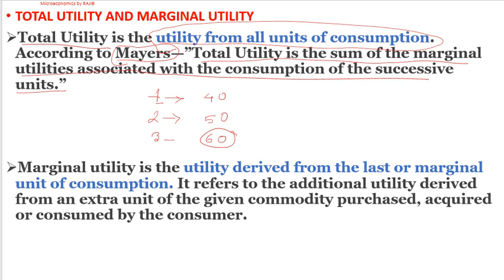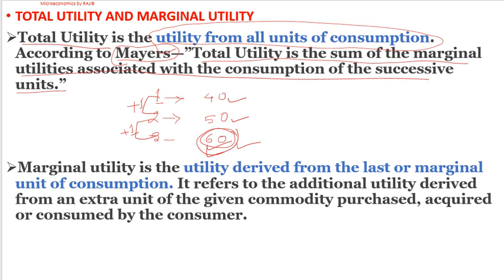Here these are the additional units, I can take additional plus one like this. So this is the utility from the first unit, this is the utility after consuming the second unit, and this is the utility after consuming the last unit, that is the third unit. So this 60 is the total utility from all three units. Total utility is the utility that can be derived from all units of consumption. So this is all about the total utility. I hope you have understood this.